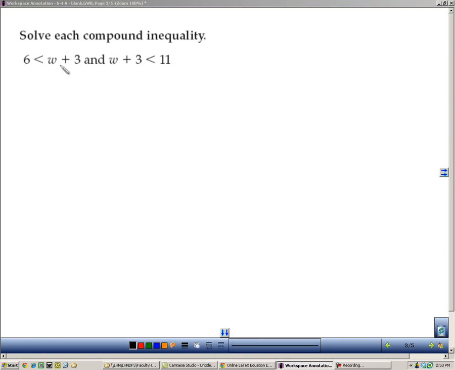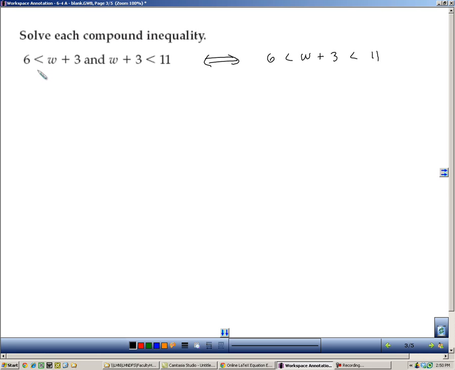Here's another example of a compound inequality using the word and. Before I solve it, I want to show you again this idea of combining them. Notice they both have w plus 3's. So I could rewrite this as a w plus 3 in the middle, with a 6 and a less than on the left side and an 11 on the right side. So these actually mean the same thing. This is written without the word and, and this is written with the word and. So be aware that and inequalities can be pulled apart and put together doing that.